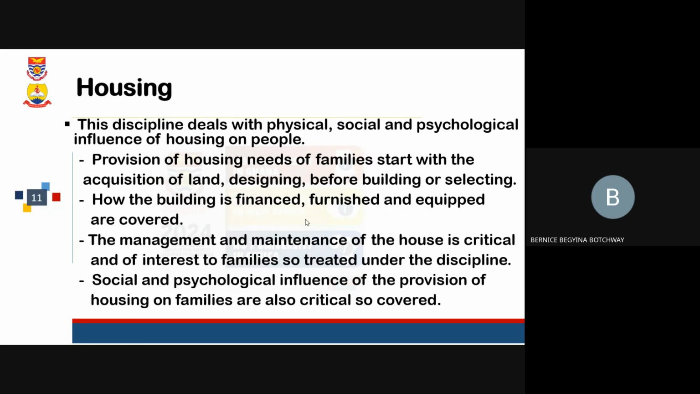We have housing too, which is also under management and living in home economics at the SHS level. So housing, this aspect deals with the physical, social, and psychological influence of housing on people. So here you get to know what a house is, the types of houses that we have, how housing deals with our physical needs. Okay, you see, we need shelter. So does housing provide it for us? In what ways does housing provide such for us? The social needs, how housing sees to our social needs.